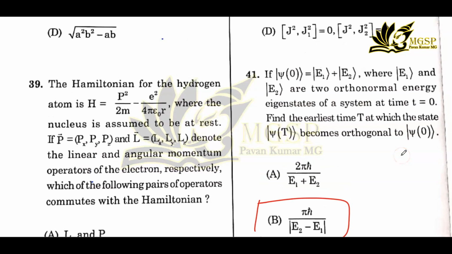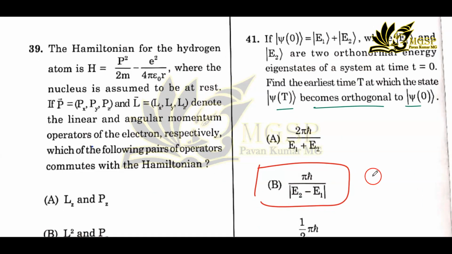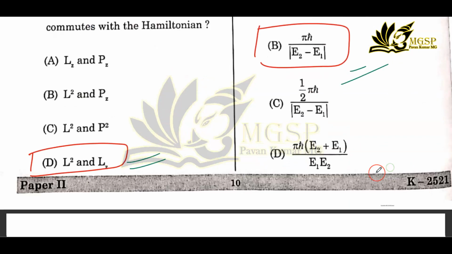Next, coming to orthogonal energy states. They asked what will be the time when psi of t and psi of 0 are orthogonal. So we got an expression, and considering the complex terms, we finally got this one.